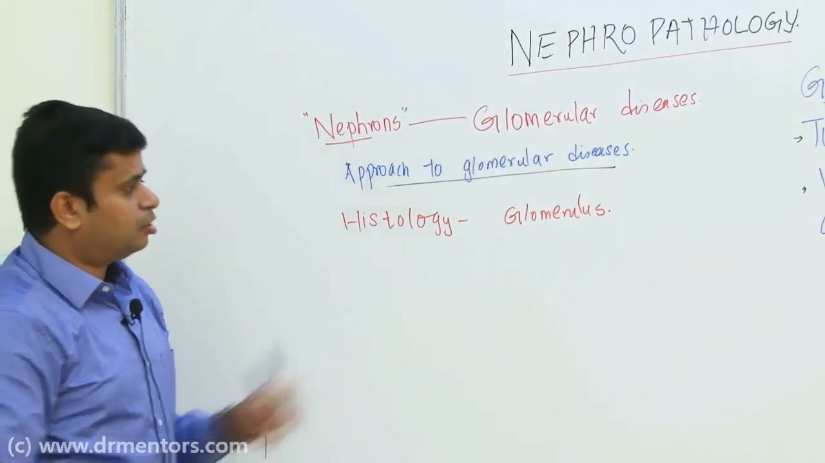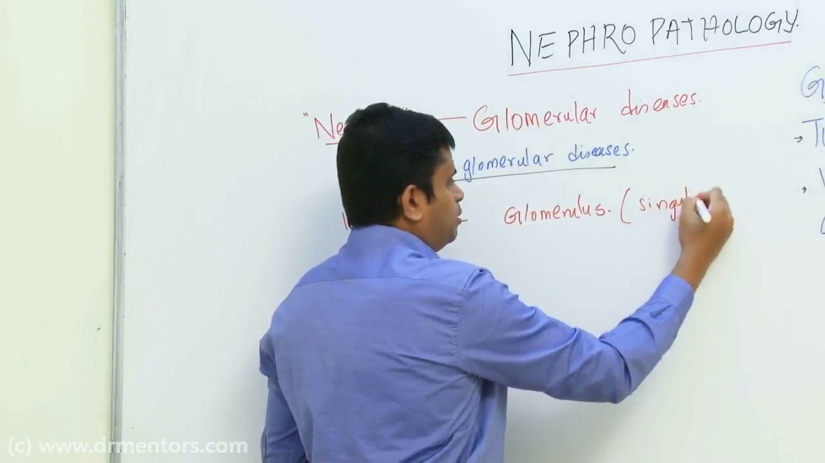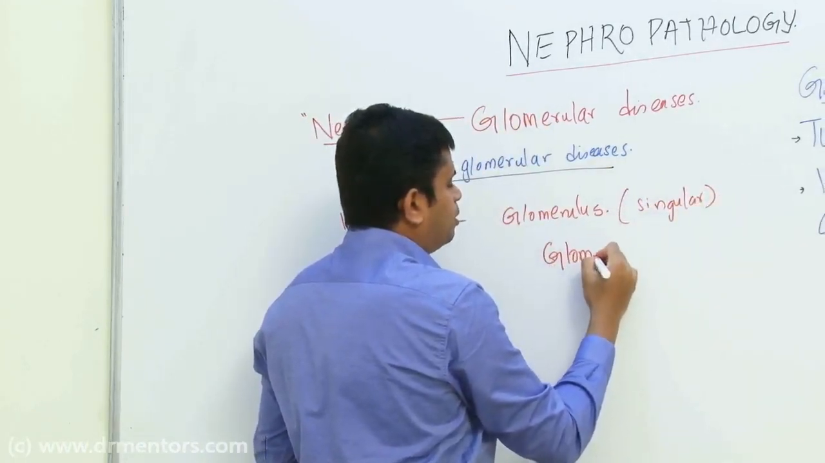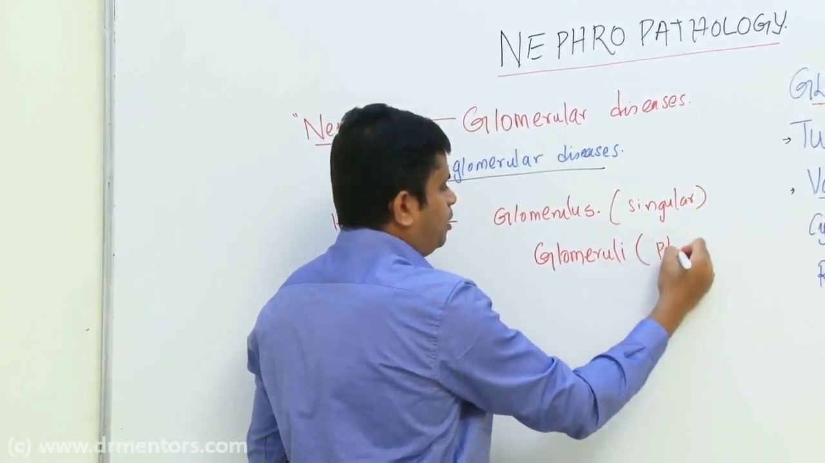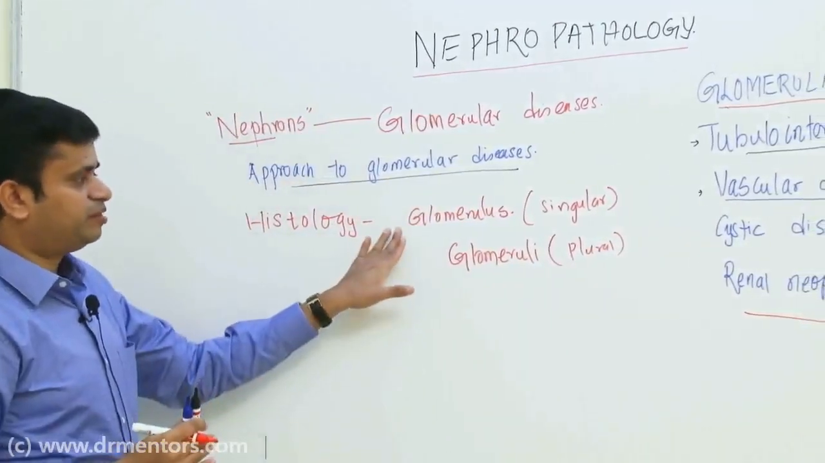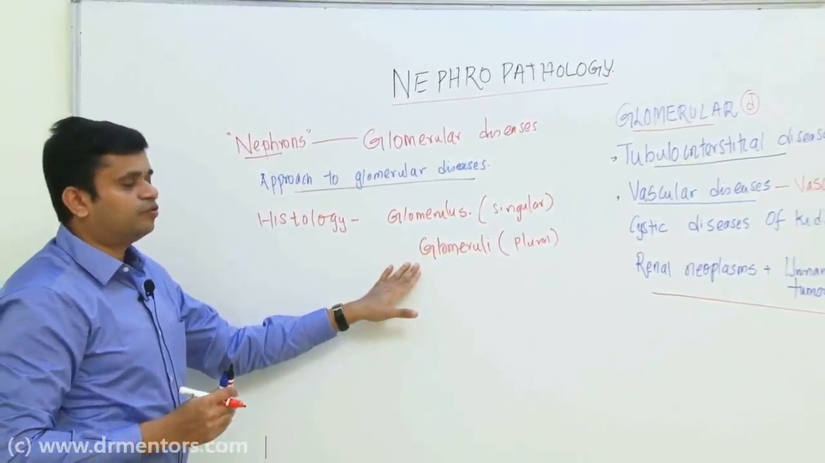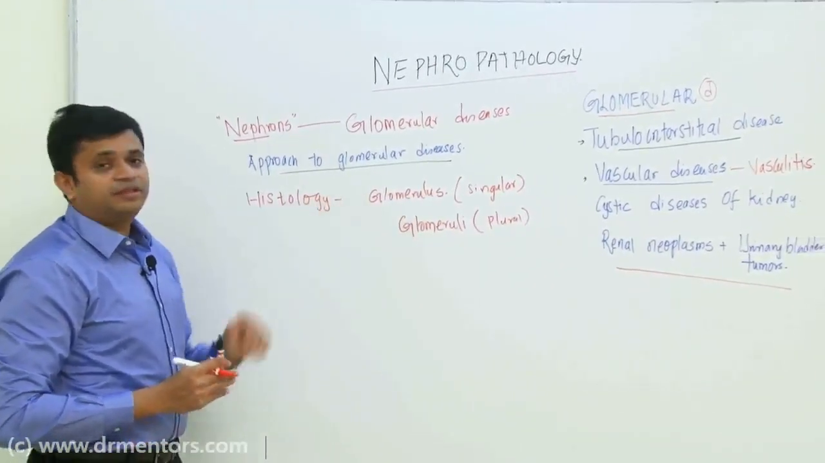Glomerulus means singular. Suppose when I see many glomerulus, we call this glomeruli. So glomeruli is plural. I hope you know the basic difference. Glomerulus means a single one, glomeruli means multiple units of glomerulus. So that's the basic idea. So let's understand the histology.